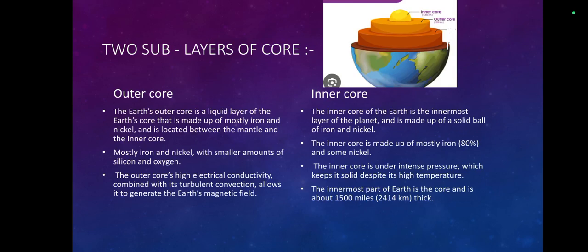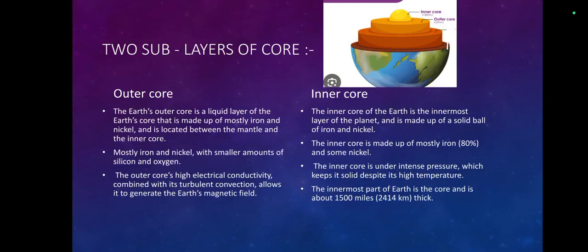The outer core. The Earth's outer core is a liquid layer of the Earth's core that is made up of mostly iron and nickel and is located between the mantle and the inner core. Mostly iron and nickel with smaller amounts of silicon and oxygen. The outer core's higher electrical conductivity combined with its turbulent convection allows it to generate the Earth's magnetic field. Outer core extends from around 2900 km to 5100 km.